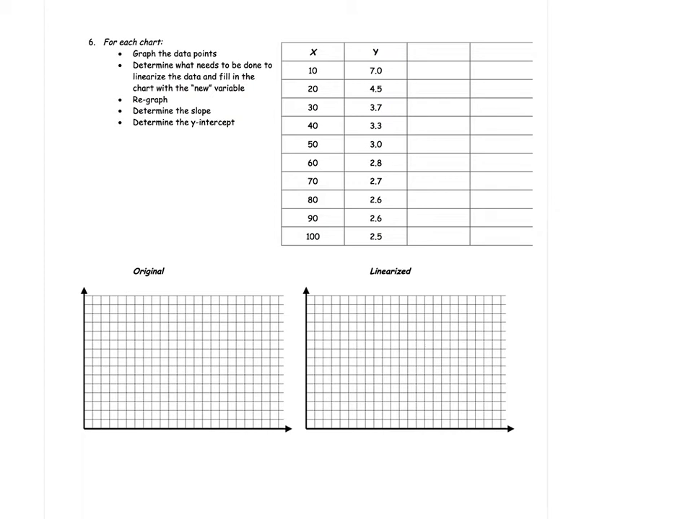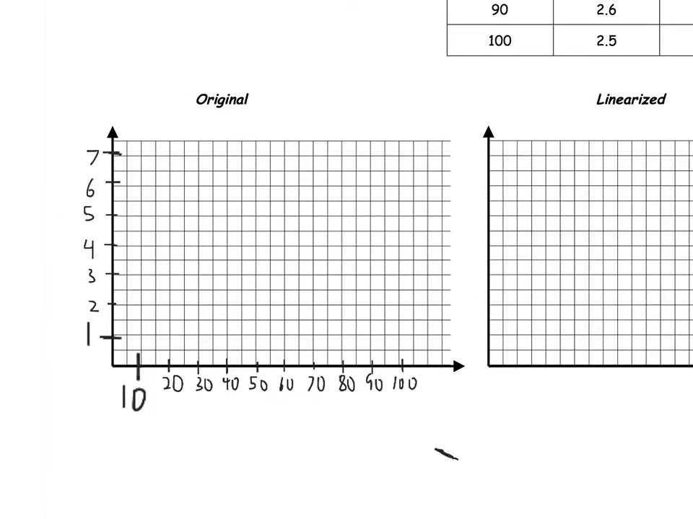So for the x, I'm probably going to say that every 2 lines is 10, and I'm actually going to zoom in on this graph to make it in a second. And for the y, I'm going to say that every 2 lines is 1 unit. So now I have my graph set up, and I'm going to go ahead and plot these points.